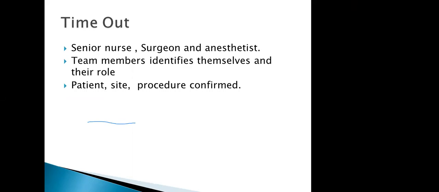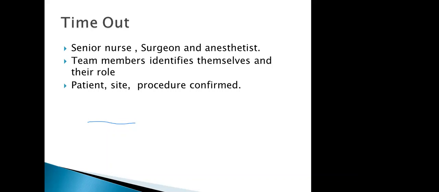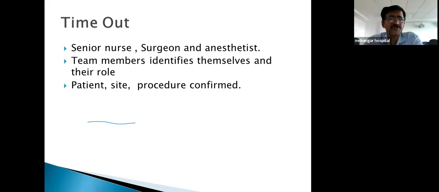Once the patient is anesthetized, the surgeon comes, and the next part of this exercise is timeout. The senior nurse, surgeon, and anesthetist will take this drill. The first point is that the team members identify themselves and their role. So the surgeon will loudly say he is the surgeon, his name is this, and his assistants will tell their names. Then the nurse confirms the name, the procedure to be done, and any site implication.